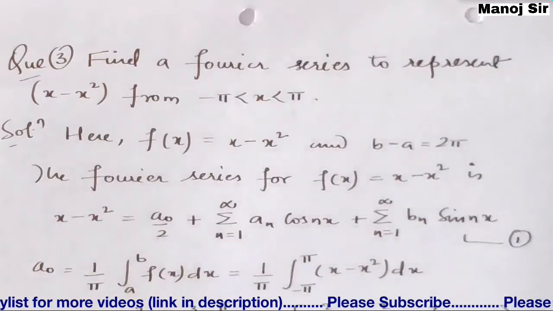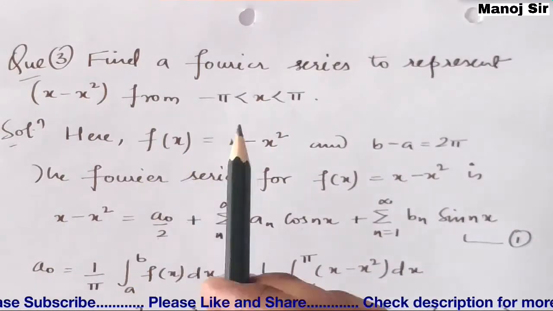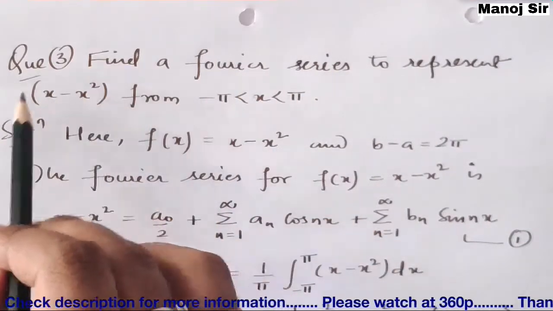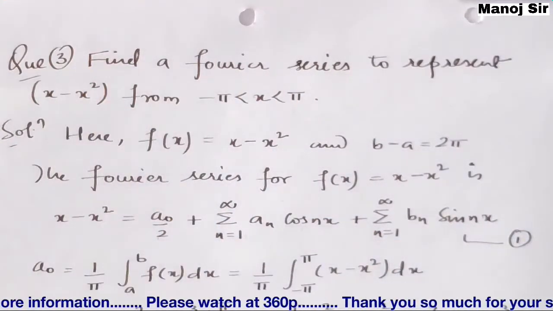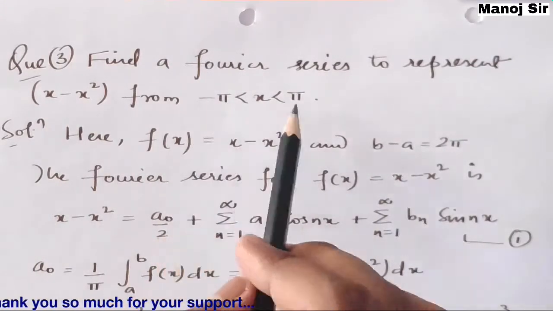The question says, find a Fourier series to represent x minus x square from minus pi less than x less than pi. So here you can see the function for which I need to find the Fourier series. The function is x minus x square. This is the function f of x, and the range is minus pi to pi.